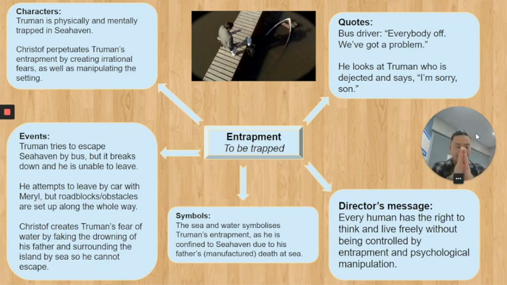So, that's your job today. Come up with 3 themes and create a visual mind map for each of those themes, looking at character, events, quotes, symbols, and finally, the director's message.